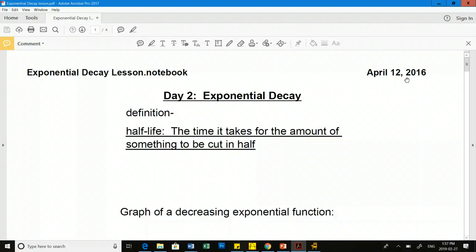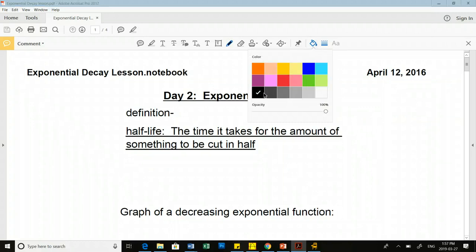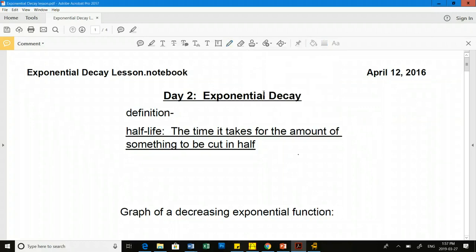So yesterday we talked about exponential growth. So we read a story called One Grain of Rice.